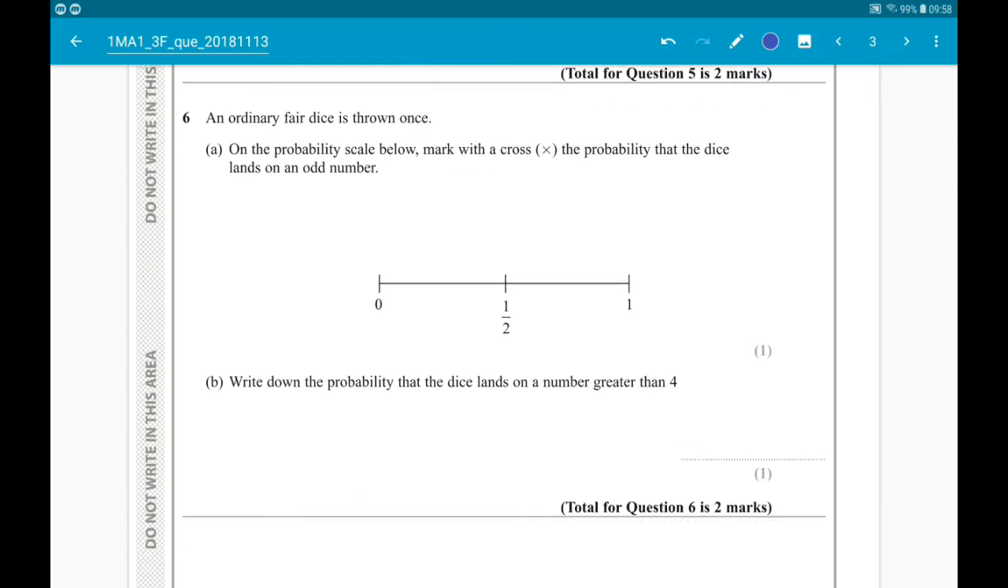Okay, number 6. An ordinary fair dice is thrown once. Part A, on the probability scale below, mark with a cross the probability that the dice lands on an odd number. Okay, so on a 6-sided dice there are 3 odd and 3 even numbers, so the probability is 1/2.